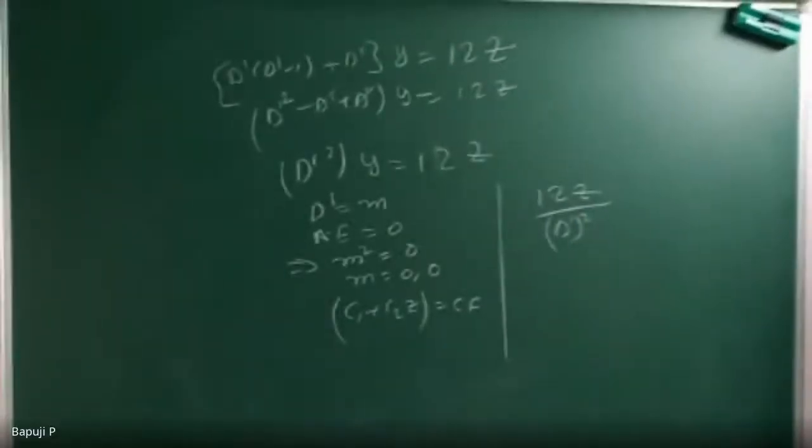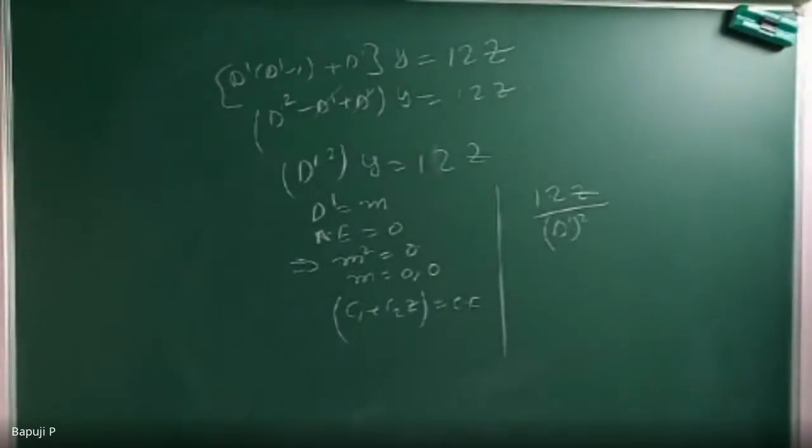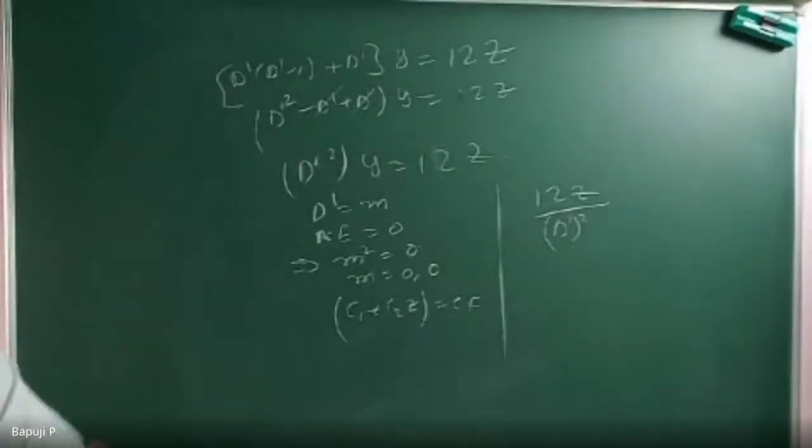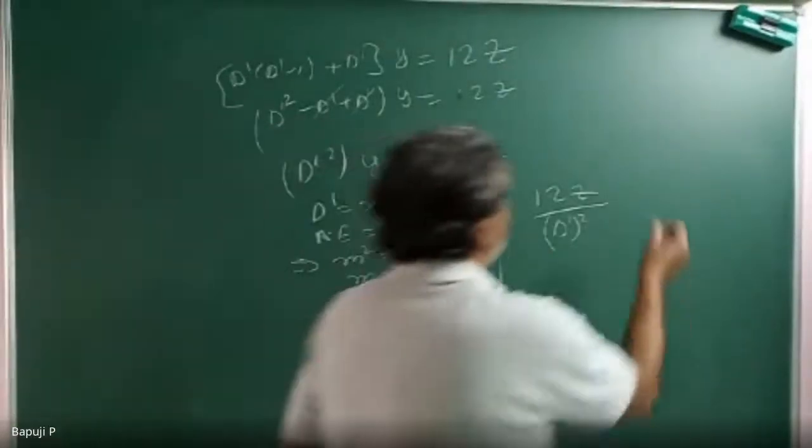1 by D dash means what will you do? Actually, for a polynomial, 1 plus f of D and 1 minus f of D, you can bring it to the numerator with whole power minus 1. But here no 1 is there, so what will you do? One already I told you.